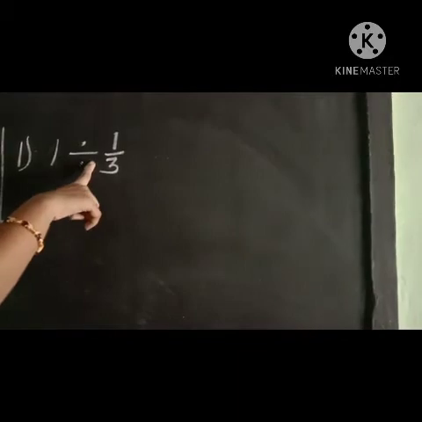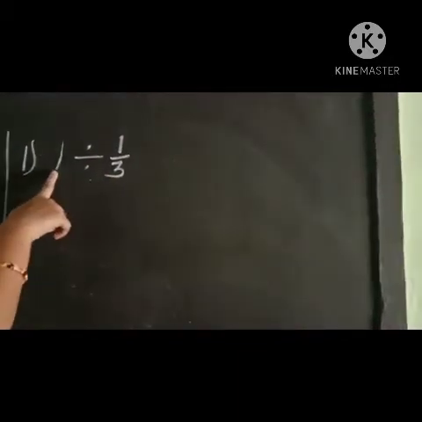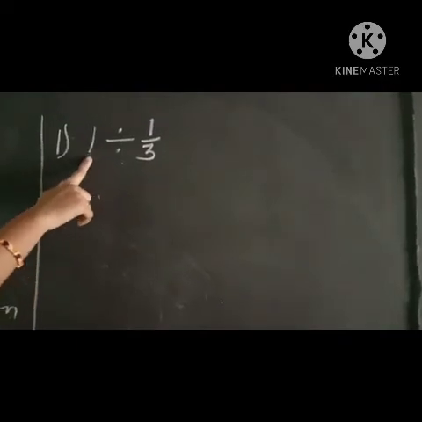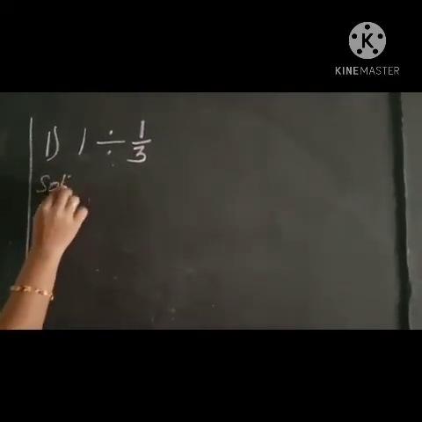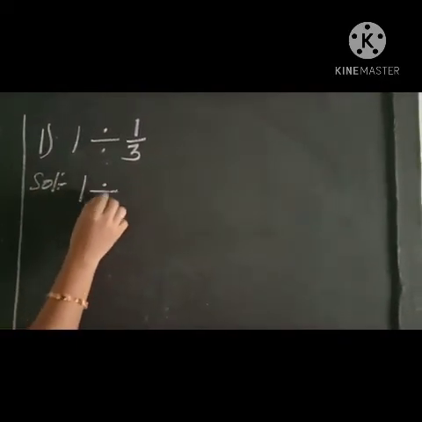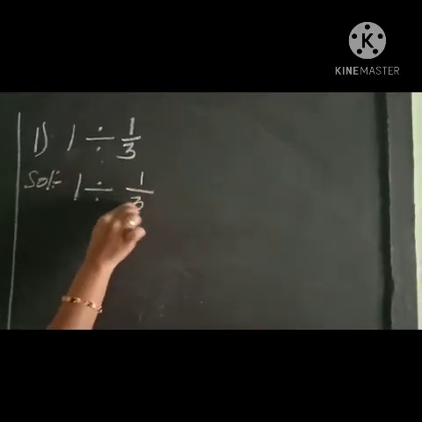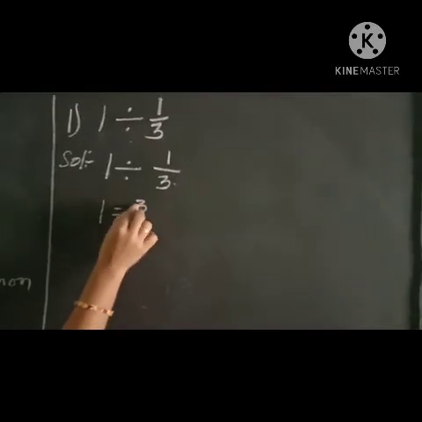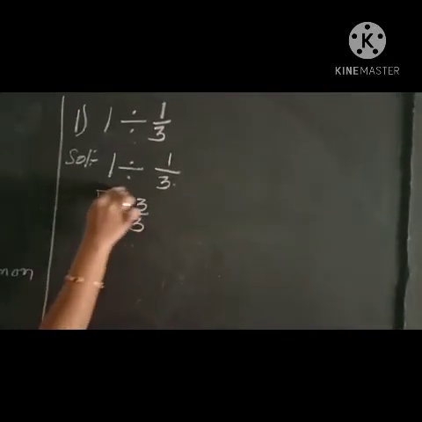See children, what is the question here? 1 divided by 1 by 3. Here 1 is there, no? 1 means what we have to write? See the solution here. 1 divided by 1 by 3. Here we have to write 1 equals to 3 by 3.